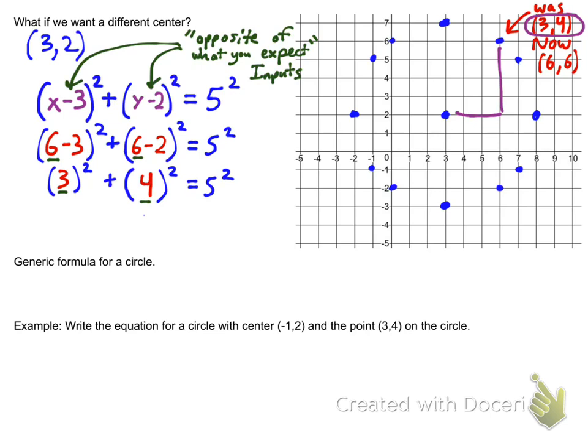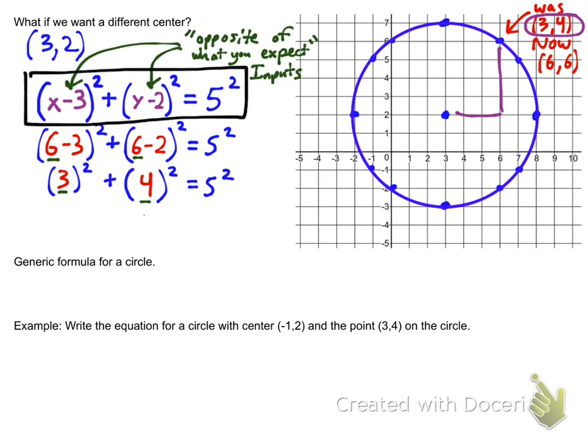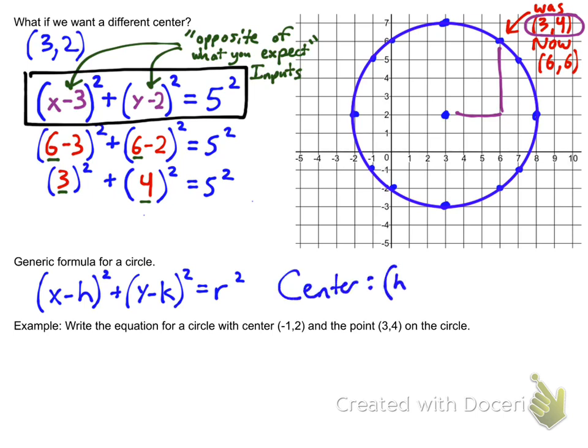So when we move right 3, we're going to say x minus 3. When we move up 2, we're going to say y minus 2. So there is our circle from that equation, and that is the equation of that circle. Let me give you the generic formula for the circle. It is x minus h squared plus y minus k squared equals r squared. And you've probably already figured out, but h comma k is the center, and radius is r.